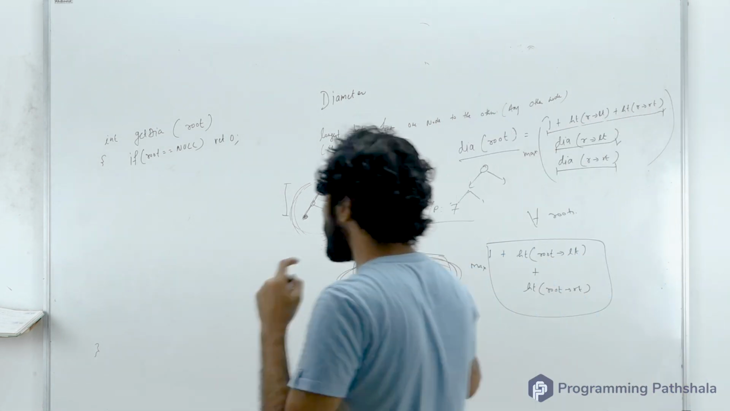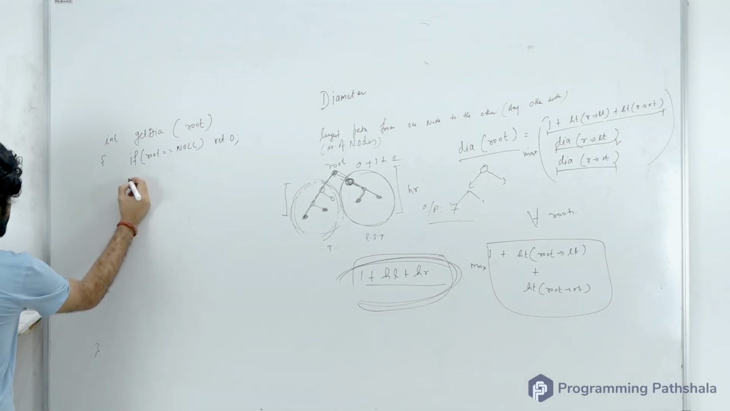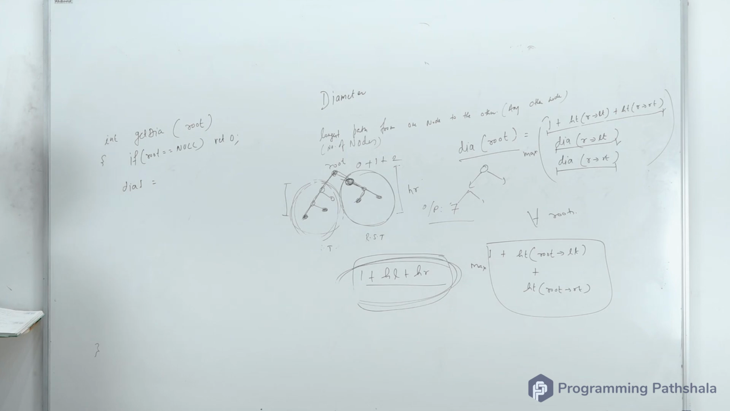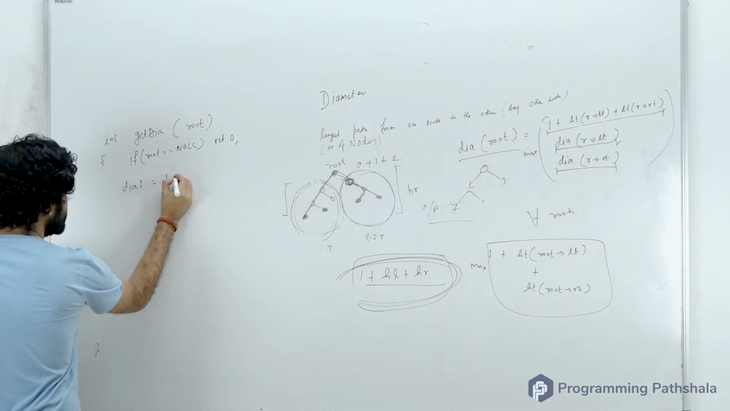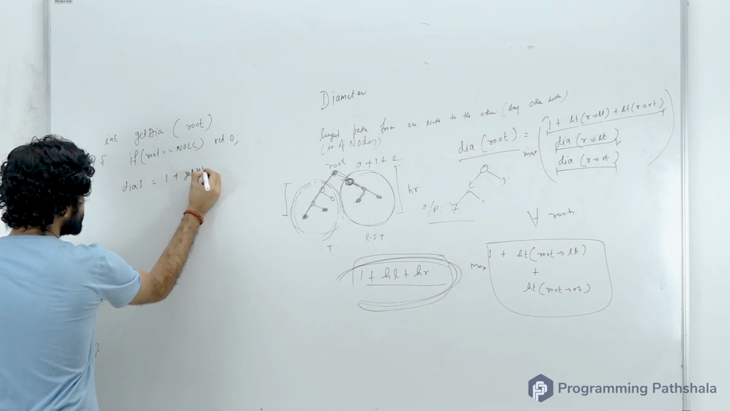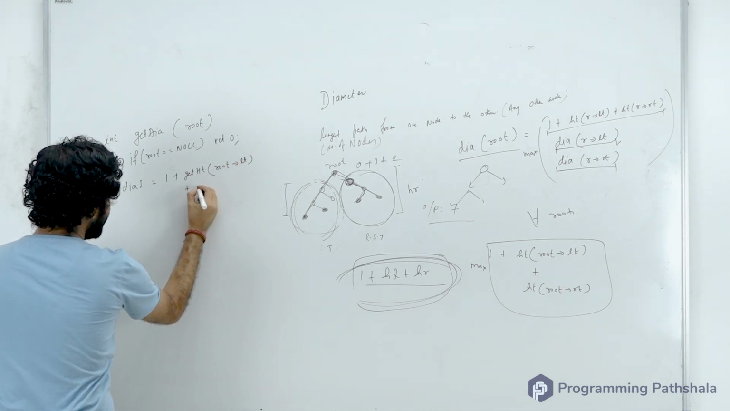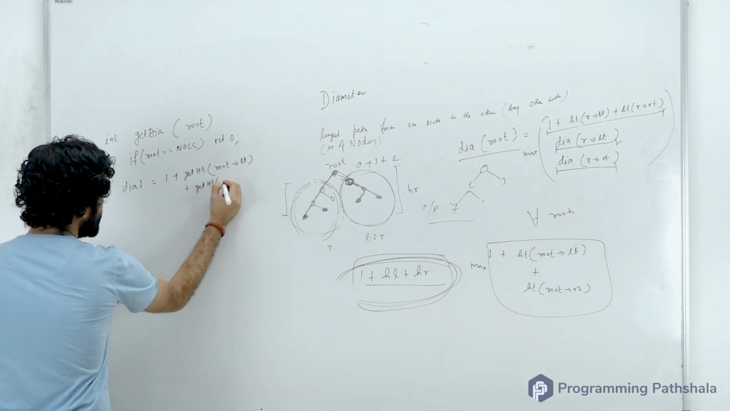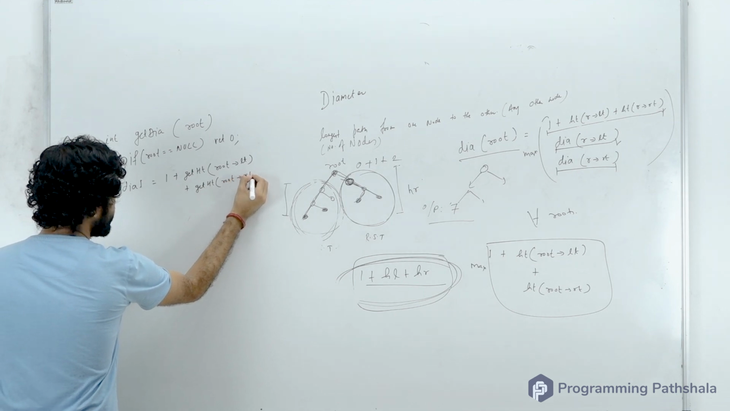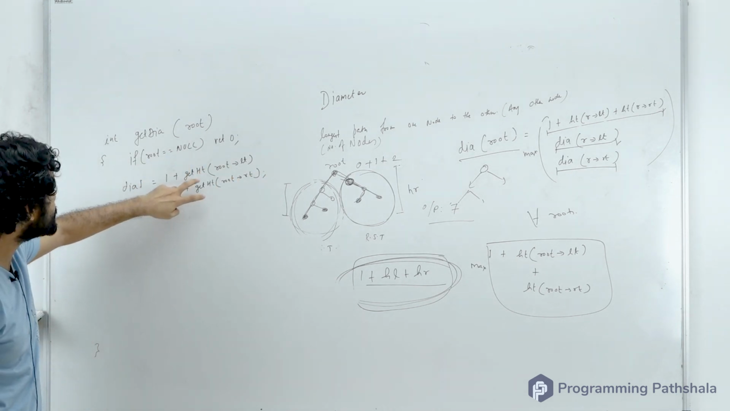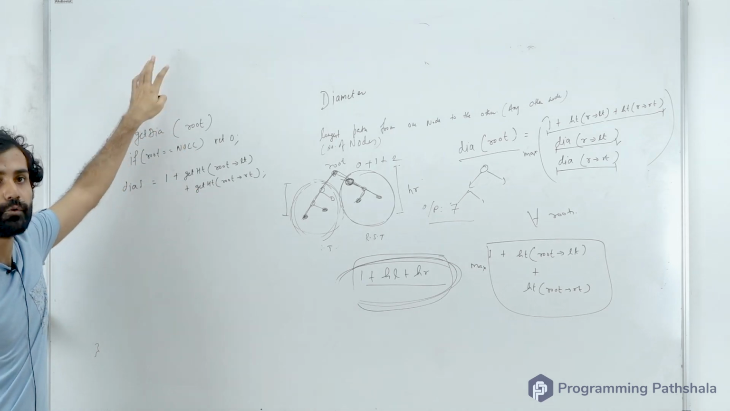So corresponding to option 1, I would say that the first choice for my diameter, which is my option 1, diameter 1, would be 1 plus, I will invoke get height on the left subtree, and I would invoke get height on the right subtree. So undoubtedly this is my option 1, right? And this get height method has to be implemented separately, and you know how to implement it.